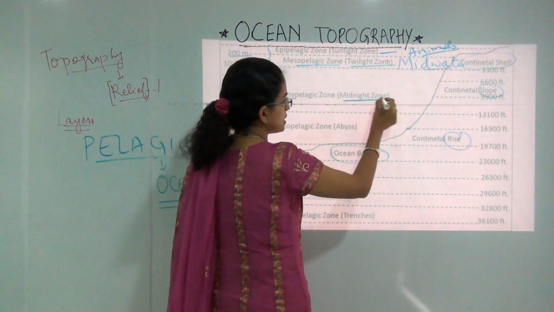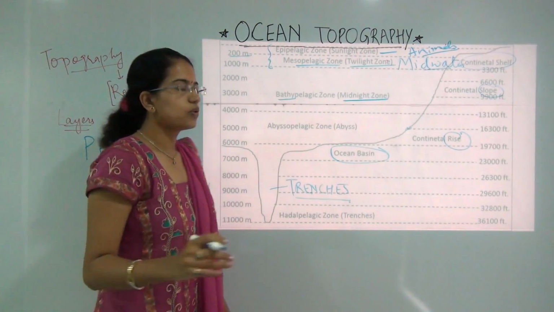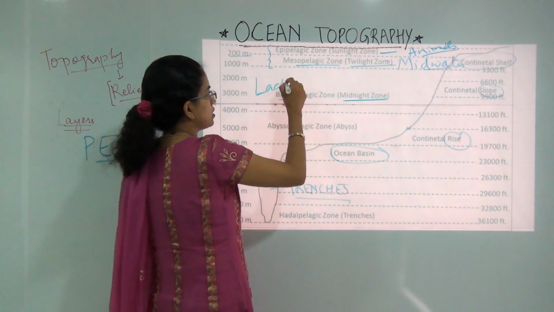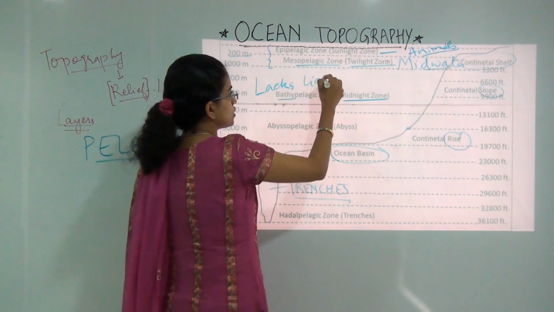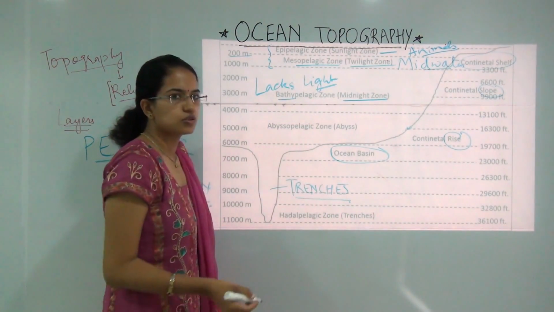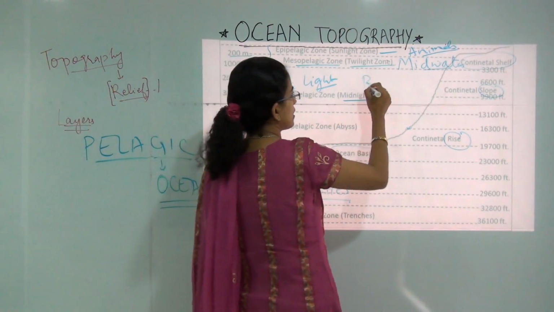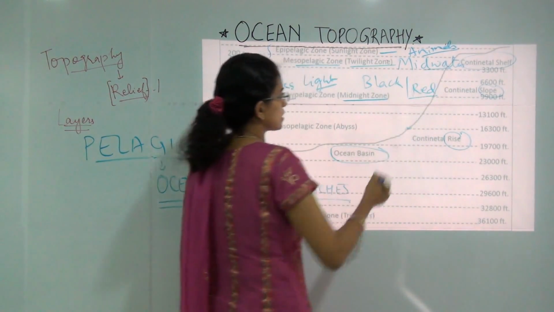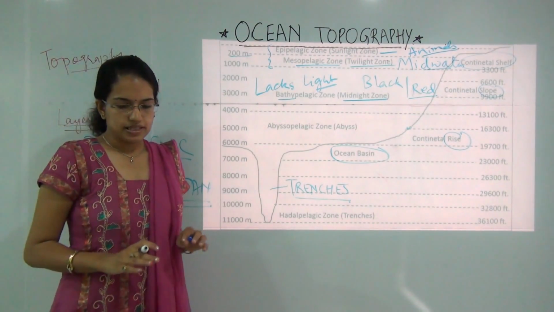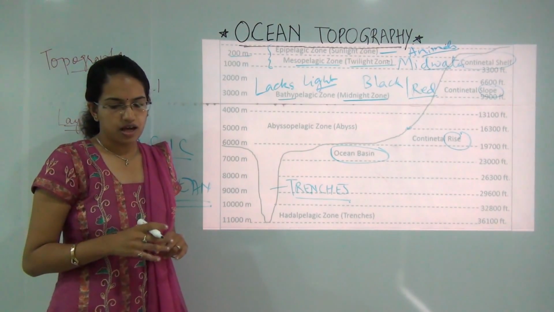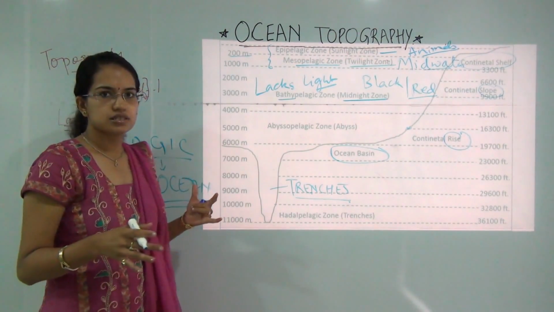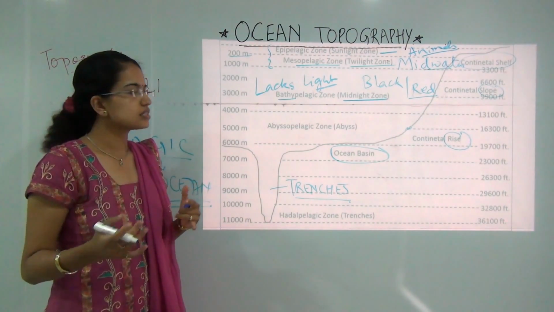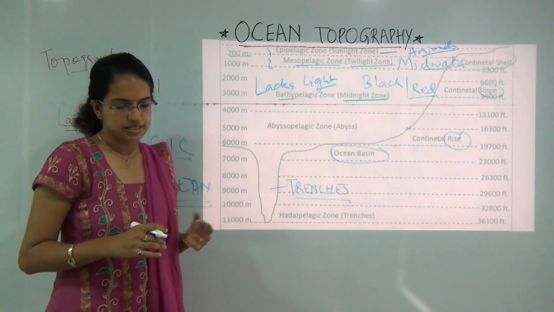Bathypelagic is also known as the midnight zone. This zone lacks light, so most of the creatures found in this zone are usually black or red in color. Most common creatures in this area are big fishes. You have whales which are found in the bathypelagic zone.